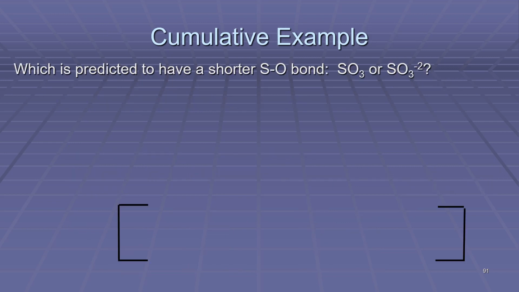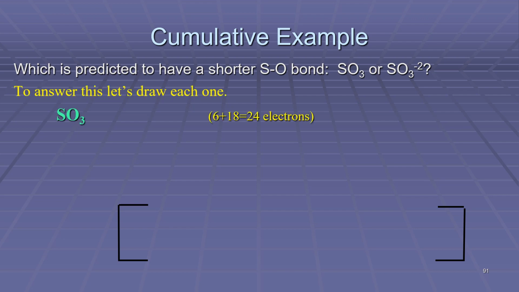All right, so let's do a cumulative example, and this will bring together a bunch of the things we've been talking about. The question is, which is predicted to have a shorter SO bond, an SO3 molecule or an SO3 2- ion? So let's draw each of them. Okay, SO3, no negative charge, sulfur trioxide.